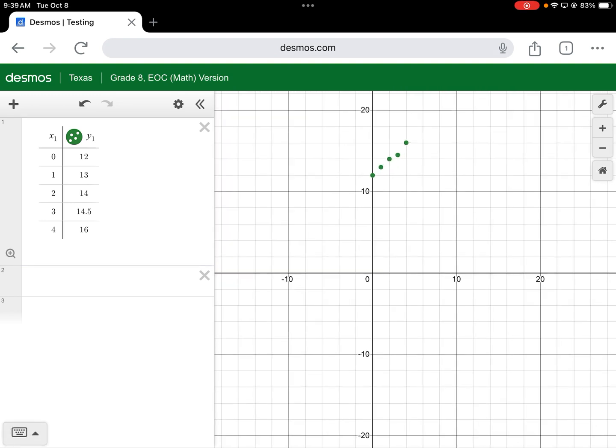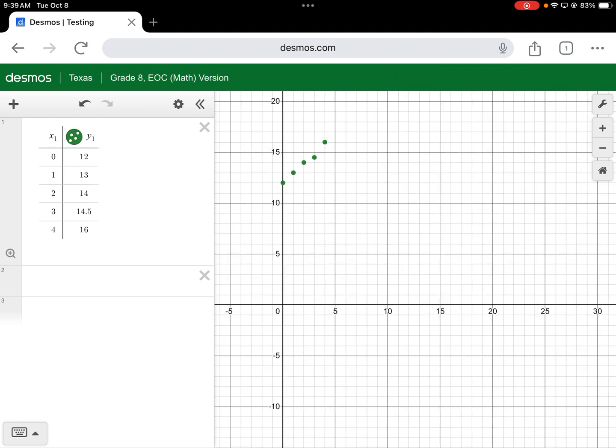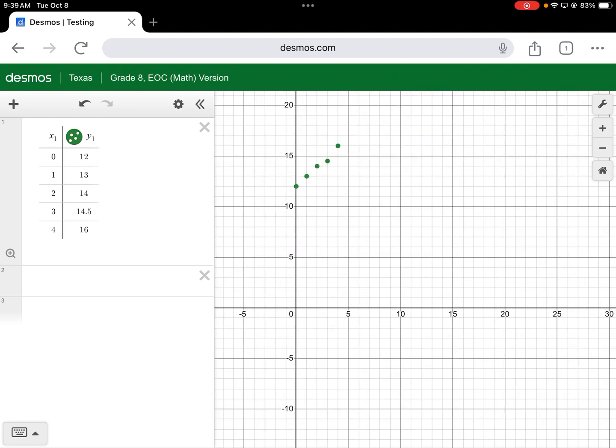Okay, now you want to zoom your graph out so you can actually see the points. So use your mouse or your fingers on your screen to zoom out and look at it the same way I'm looking at it. Can you see all your points? No. Zoom in, zoom out.